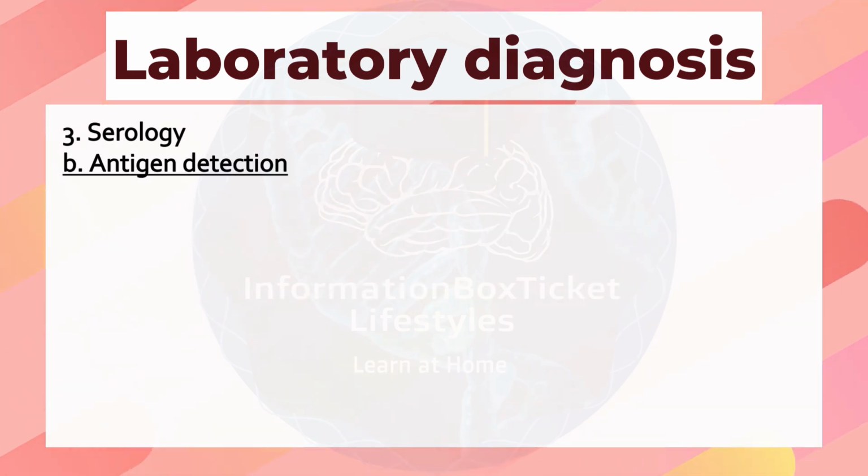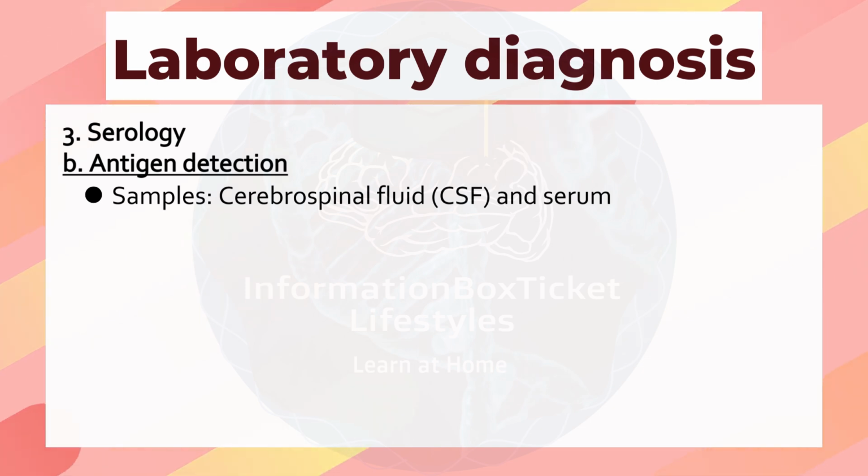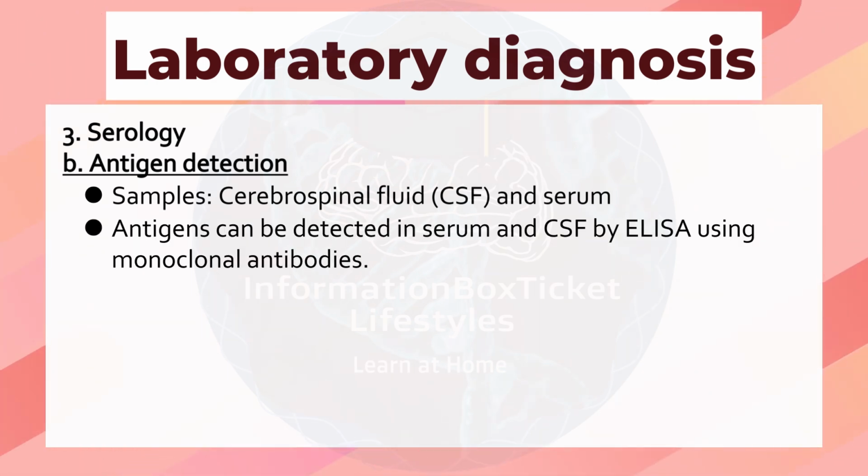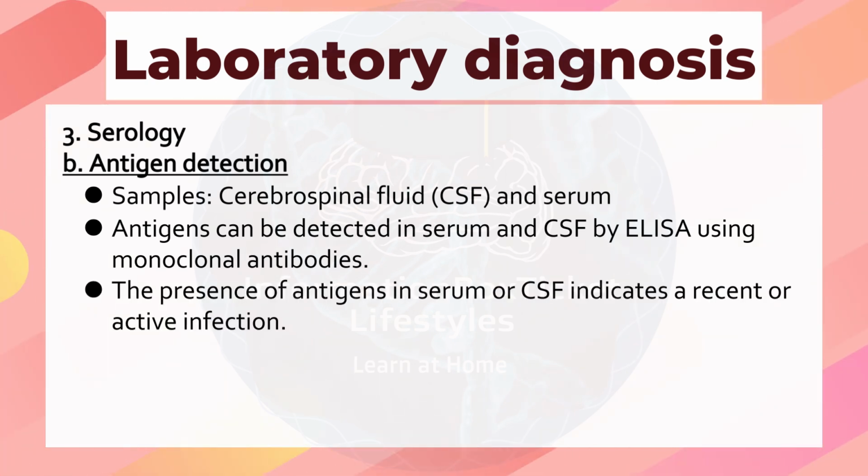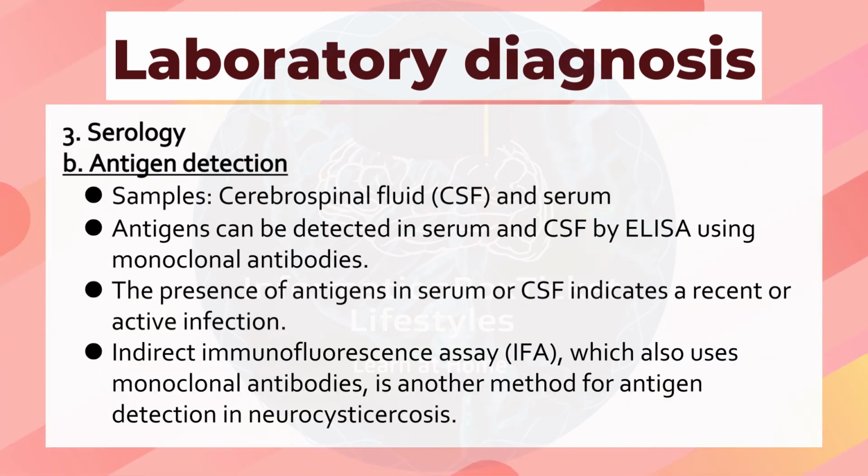B. Antigen detection. Samples: cerebrospinal fluid and serum. Antigens can be detected in serum and cerebrospinal fluid by enzyme-linked immunosorbent assay using monoclonal antibodies. The presence of antigens in serum or cerebrospinal fluid indicates a recent or active infection. Indirect immunofluorescence assay, which also uses monoclonal antibodies, is another method for antigen detection in neurocysticercosis.